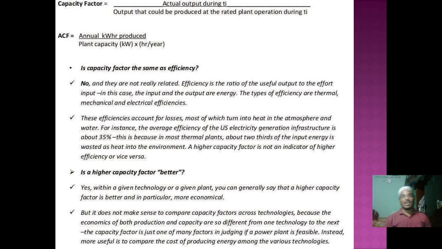The next is ACF. ACF is the actual capacity factor, equal to annual kilowatt-hours produced by the plant divided by plant capacity in kilowatts times hours per year.